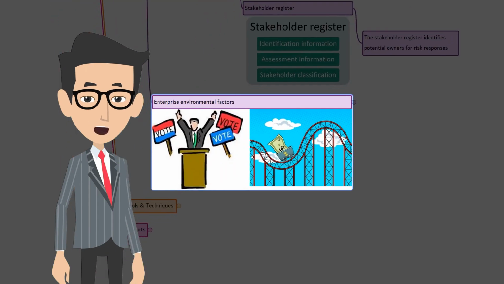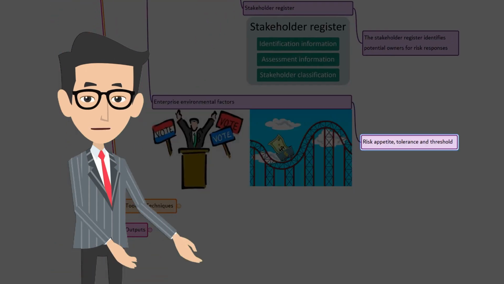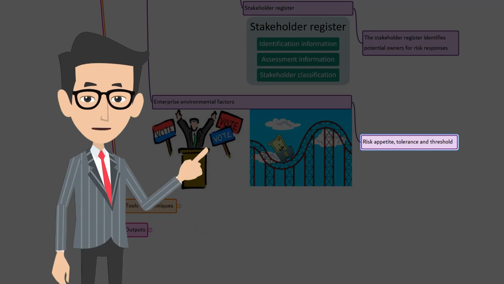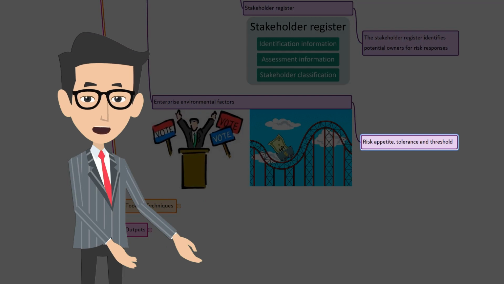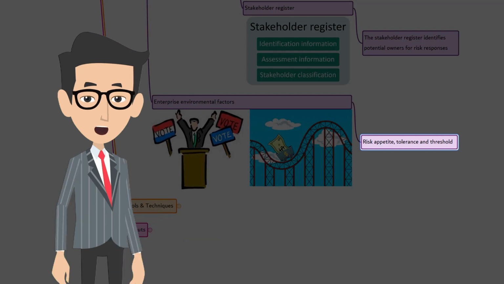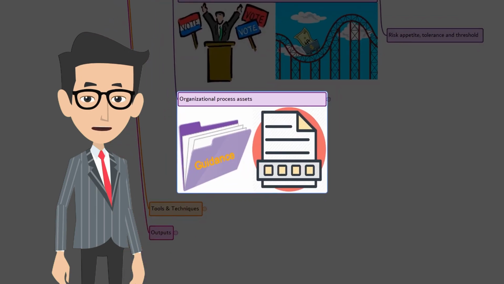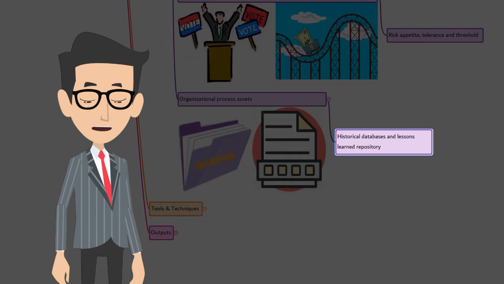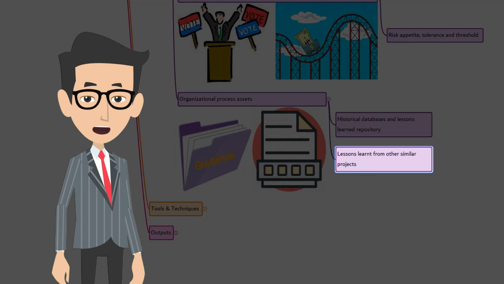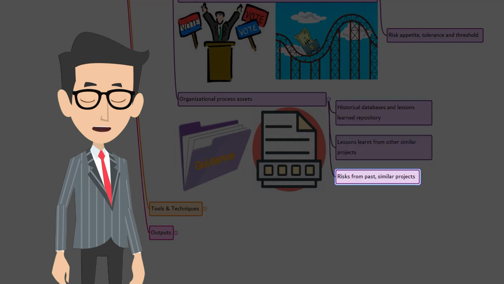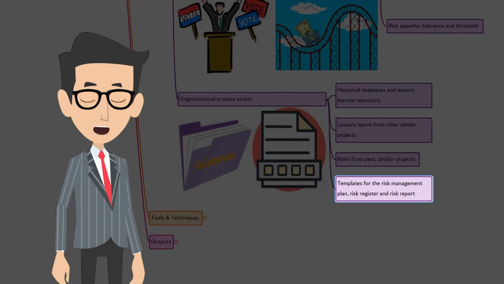The third input is enterprise environmental factors. Organizations' and stakeholders' risk appetite, tolerance, and thresholds help you to identify the impact of risk, rank them, and determine which risk response strategies to use. The fourth is organizational process assets. Here, the historical database and lessons learned repository from similar projects, risks from past similar projects, and templates for the risk management plan, risk register, and risk reports are some of the organizational process assets that are used as inputs.